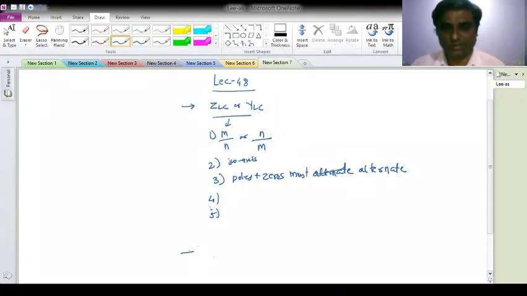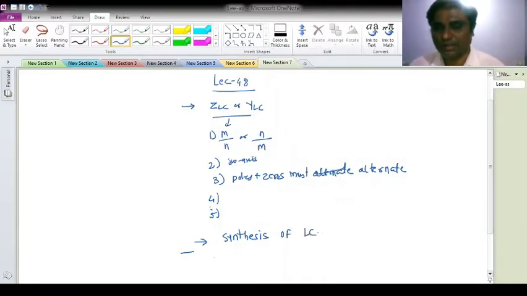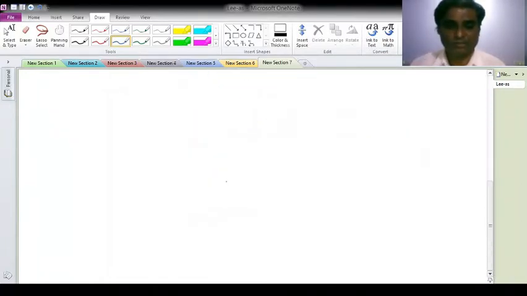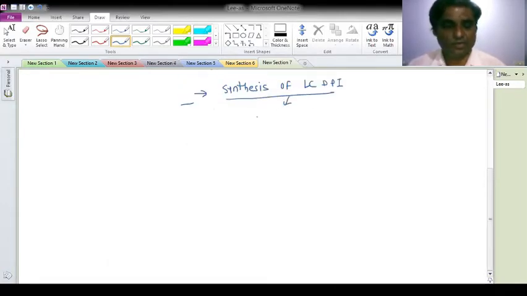Now next we'll start with the synthesis of LC driving point emittance. Whatever the function, maybe driving point impedance or admittance, that is given, you have to convert it into partial fraction expansion. The partial fraction expansion of an LC function can be expressed in general form as, let me use f of s, which will have one pole at origin.